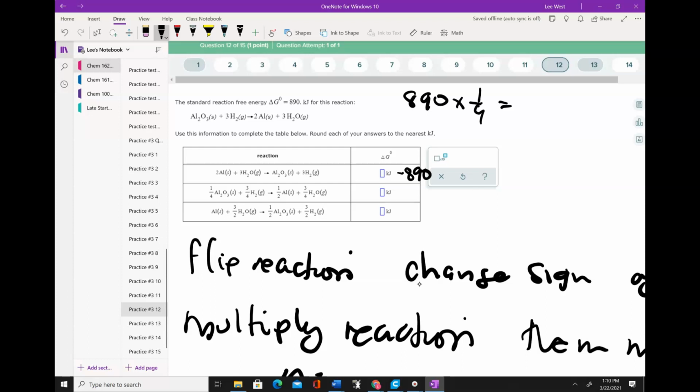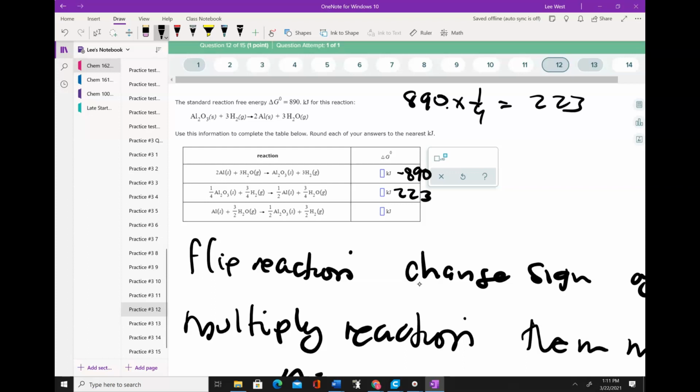Now I want it out to the ones because there's a decimal point there. So I want to round it off to the nearest kilojoule, which it said in the instructions anyway. Should have read it. So this ends up being 223. Okay, make sure you get the sign right. 223. Good.